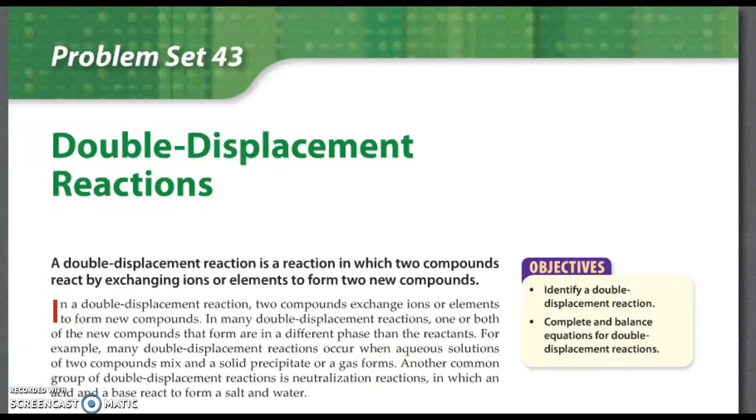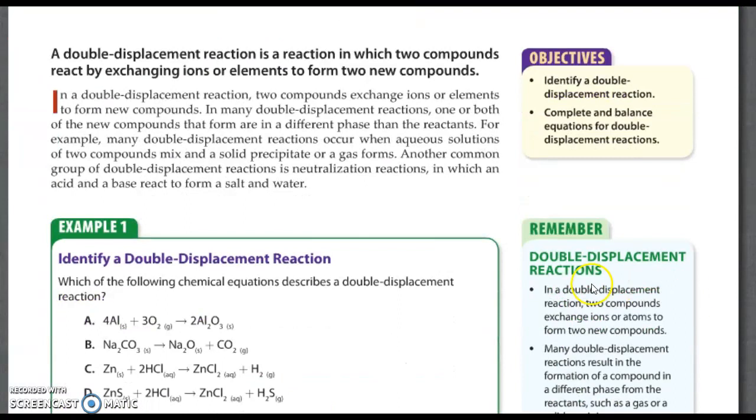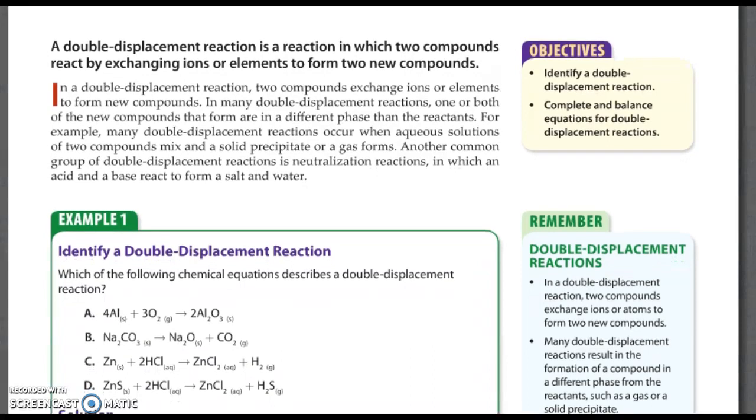And how will we see a gas formed? Bubbles. Another common group of double displacement reactions is neutralization reactions, in which an acid and base react to form a salt and water. And we will do an entire unit on acids and bases later on in the year. All right, so double displacement: two compounds exchange ions or atoms to form new compounds. Many double displacement reactions result in the formation of a compound in a different phase from the reactant, such as a gas or a solid precipitate.